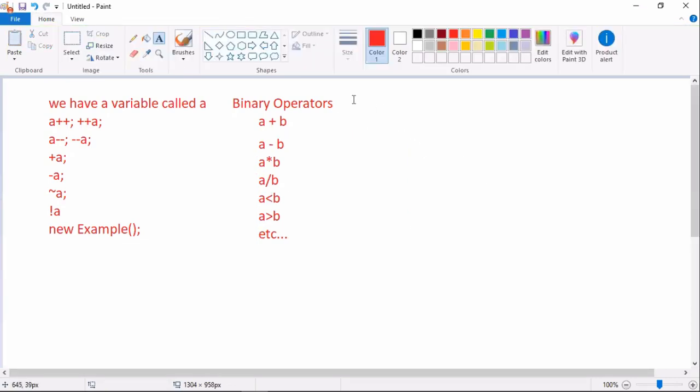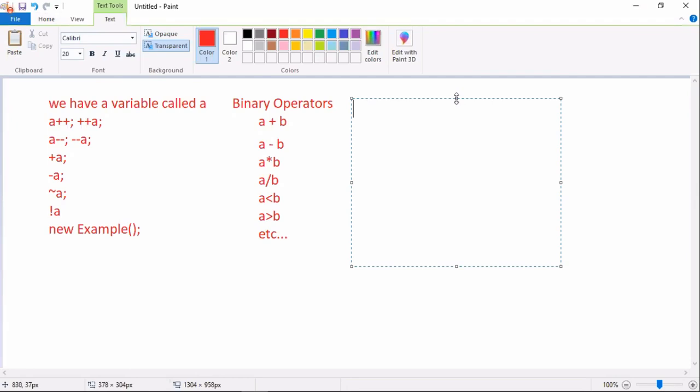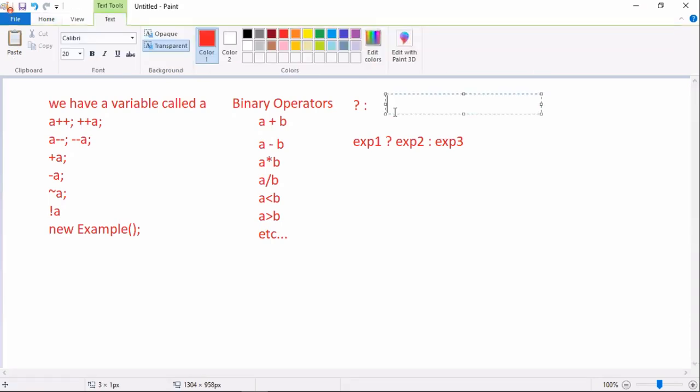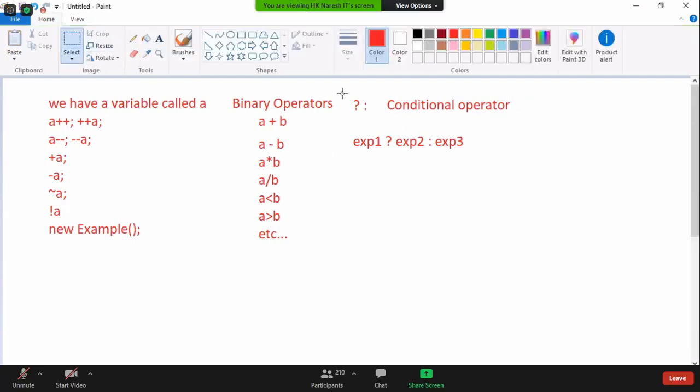Next, tell me some of the ternary operators. How many ternary operators are there? We have only one ternary operator with two symbols, question mark and colon. How to write it? Expression 1, question mark, expression 2, colon, expression 3. The ternary operator is also called the conditional operator.